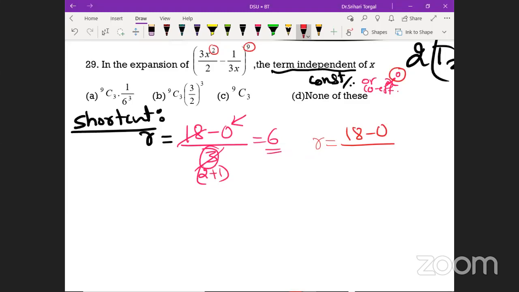I want X power 0 because it is the independent term. Divided by, what is the coefficient of X power 2, and here X power 1 is there, right? That is 2 plus 1. 18 divided by 3, answer is 6. Now you can calculate T6 plus 1. T7 is the answer. Calculate and find out the answer.